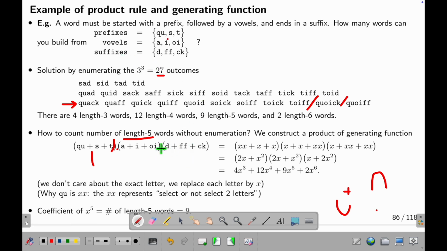So I have this. Now I don't care about what's inside. I just write down this as x. I have this. And x is x, 2x. This is 2x. These two sum up give me 2x. This gives me x squared. This is what? 2x and x squared. This is what? X and 2x squared. So I'll have this. Now I calculate the expansion. It gives me this expression. I want a length 5 word. The coefficient of x to the 5 is 9. It's exactly 9.